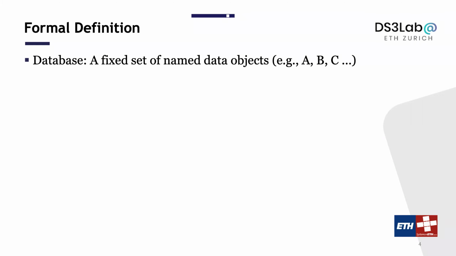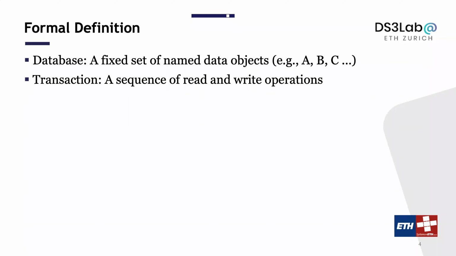We abstract the database as a whole bunch of named data objects. We don't care whether it's a table, we don't care whether it's a row or a value, whatever. The database right now is a whole bunch of data objects. Each one of them has a name, and each transaction is a sequence of read and write operations.